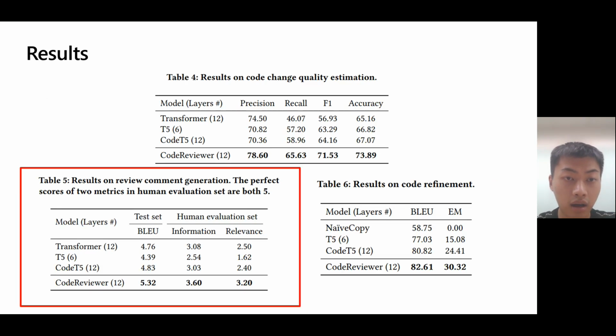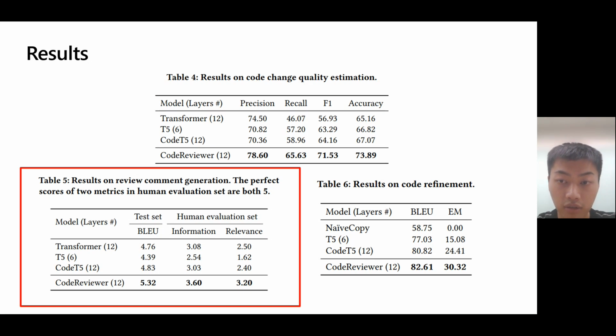And here are our results on the 3 tasks. In all the 3 tasks, CodeReviewer outperforms other baseline models. We can see CodeReviewer outperforms by a large margin in the code change quality estimation task and in the code refinement task. But in the review comment generation task, we can see the BLEU score is very low for all the models, which indicates that it is a very hard task. By some case studies, we also found that the BLEU score is not very suitable for this task.